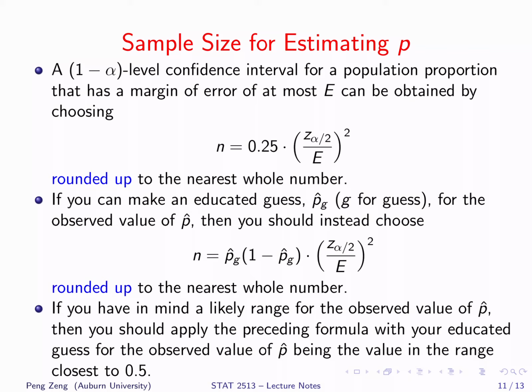In practice, it is seldom that we can have a reasonable guess of the observed value of p hat. However, it is possible that we can have in mind a likely range for the observed value of p hat. In this case, we should apply the preceding formula with the educated guess for the observed value of p hat being the value in the range closest to 0.5. Let us see examples to illustrate the methods.